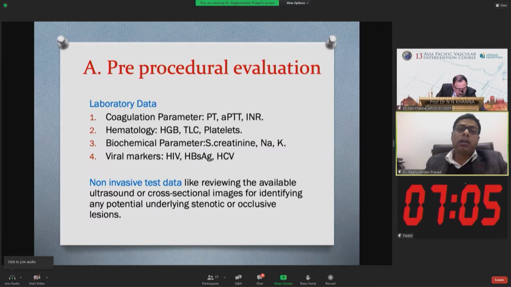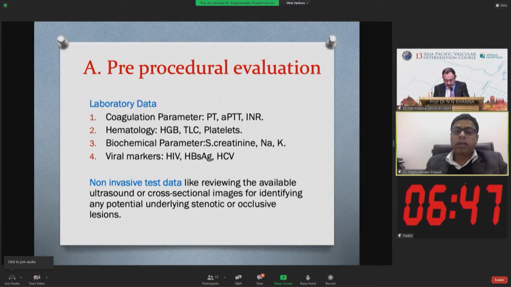After examination, we must record our lab data and look at the coagulation parameters, whether the patient is on any anticoagulation therapy, and general blood investigations like hematological and biochemical parameters such as serum creatinine, sodium, potassium. As we know, in CKD patients there is platelet dysfunction, and these patients have higher chances of vascular access complications.